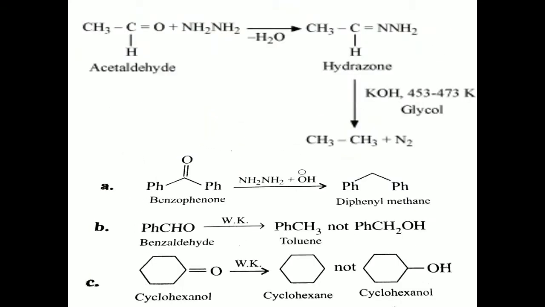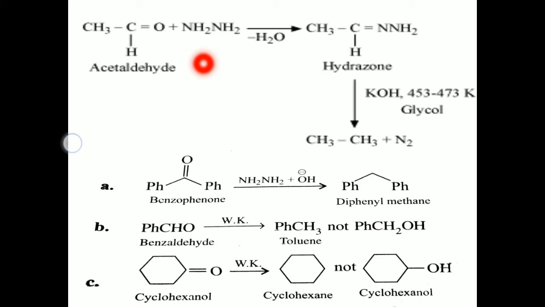Here a few examples are given. It is acetaldehyde. Acetaldehyde on reaction with hydrazine gives acetaldehyde hydrazone. That, on further reduction in the presence of glycol and potassium hydroxide, gives ethane.